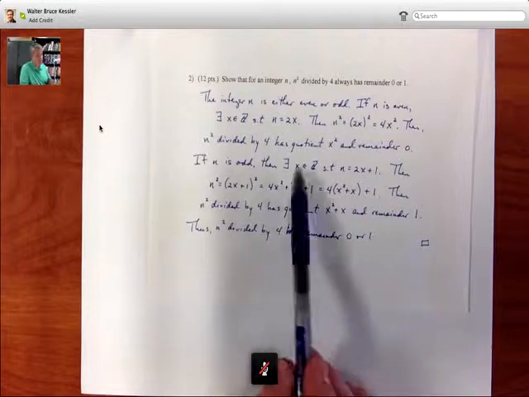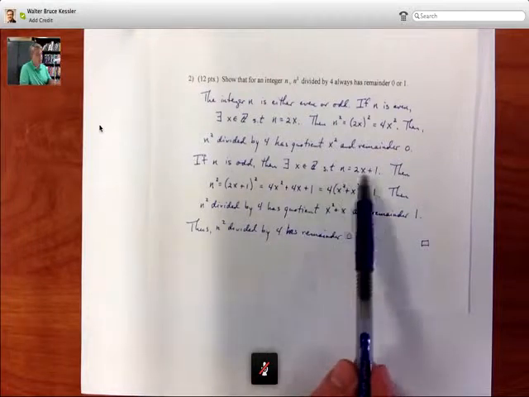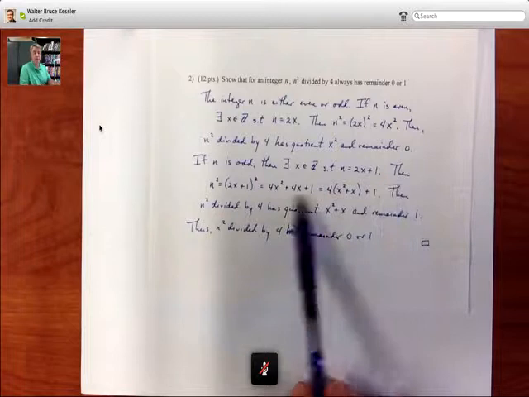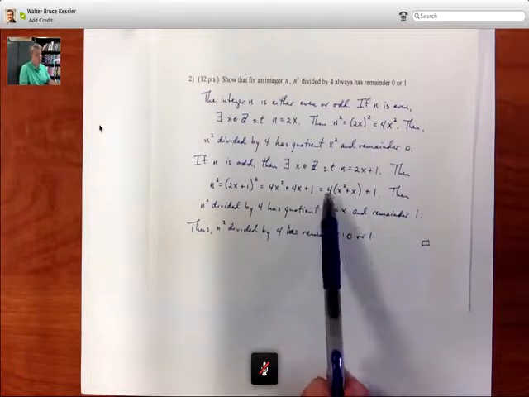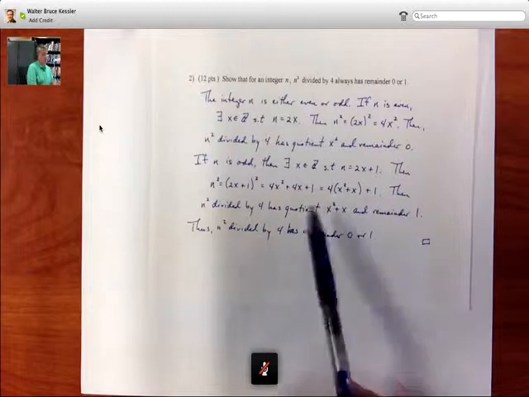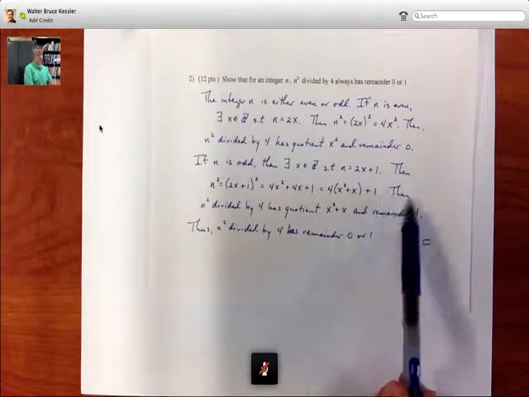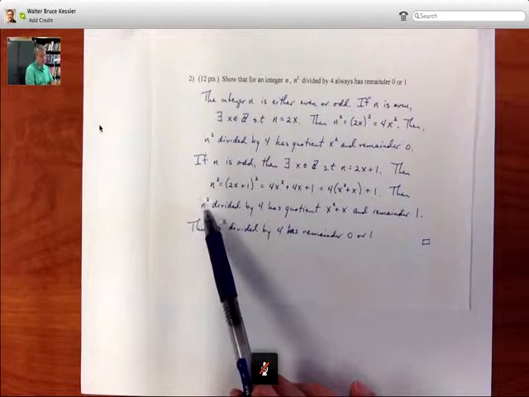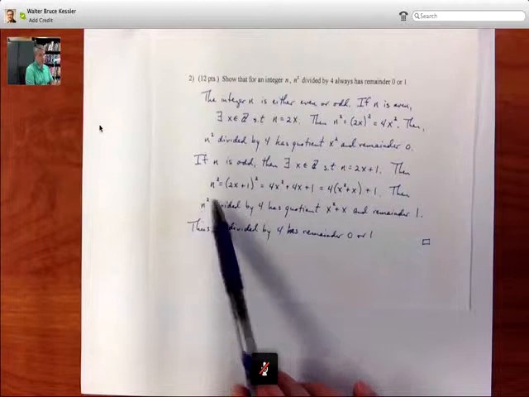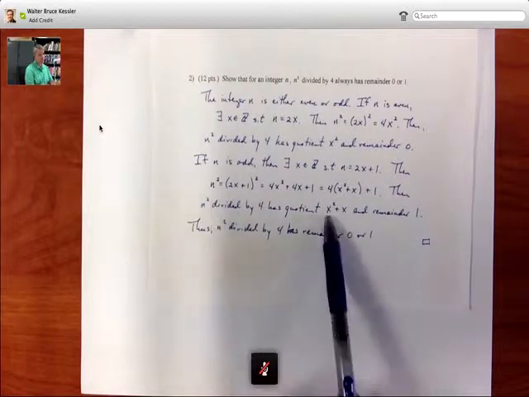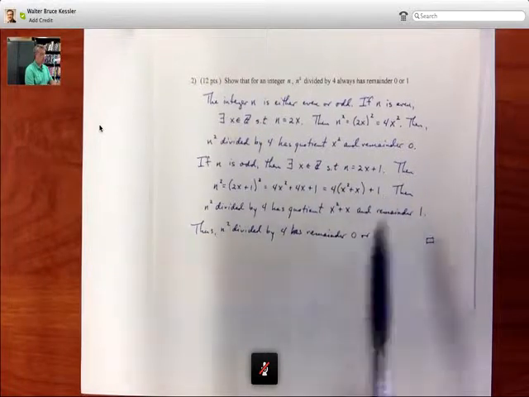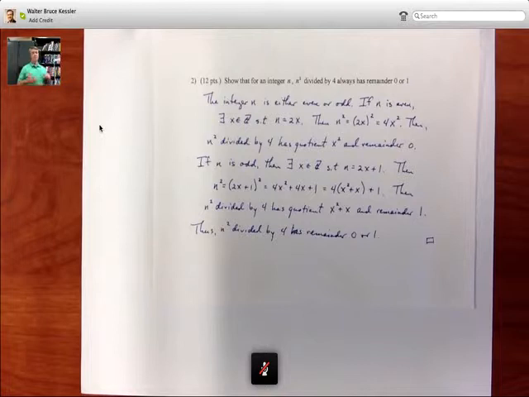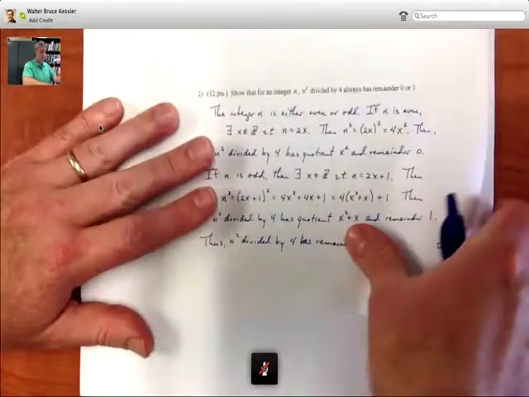Okay. If n is odd, then there's an x such that n is 2x plus 1. But again, when you square that, you get 4x squared plus 4x plus 1. You can factor 4 out. And so by our division algorithm, the result of dividing n squared by 4 is the quotient x squared plus x right in here, and then the remainder of 1. So the only two remainders are 0 and 1. Okay?